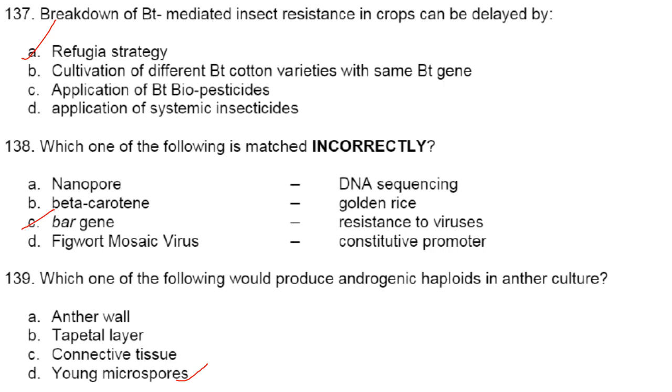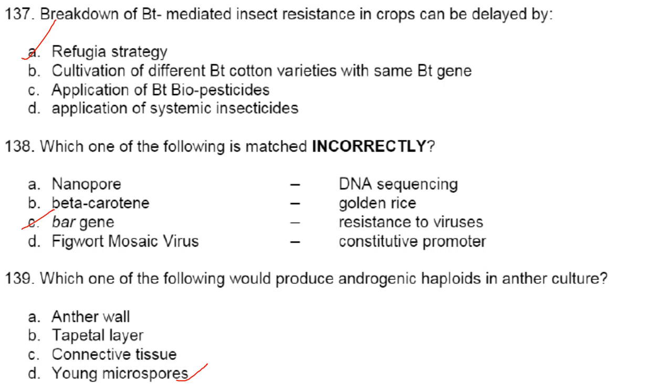Breakdown of Bt mediated insect resistance in crops can be delayed by. So this is a repeated question. I have given the explanation in the previous question paper, I think 2016. The answer is option A, that is refugia strategy. You can refer to that for explanation.